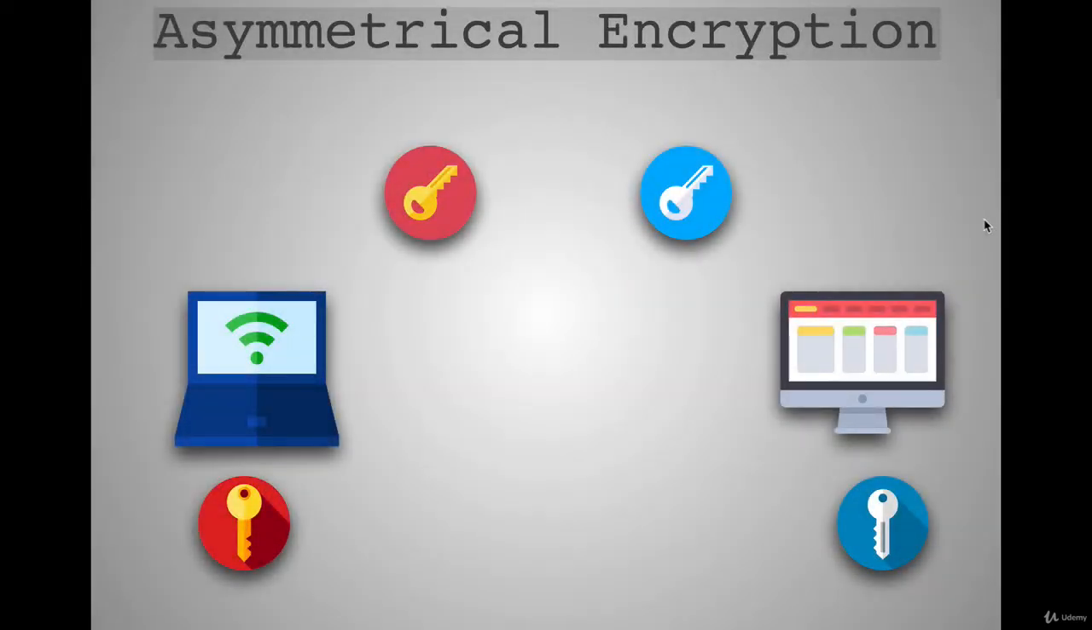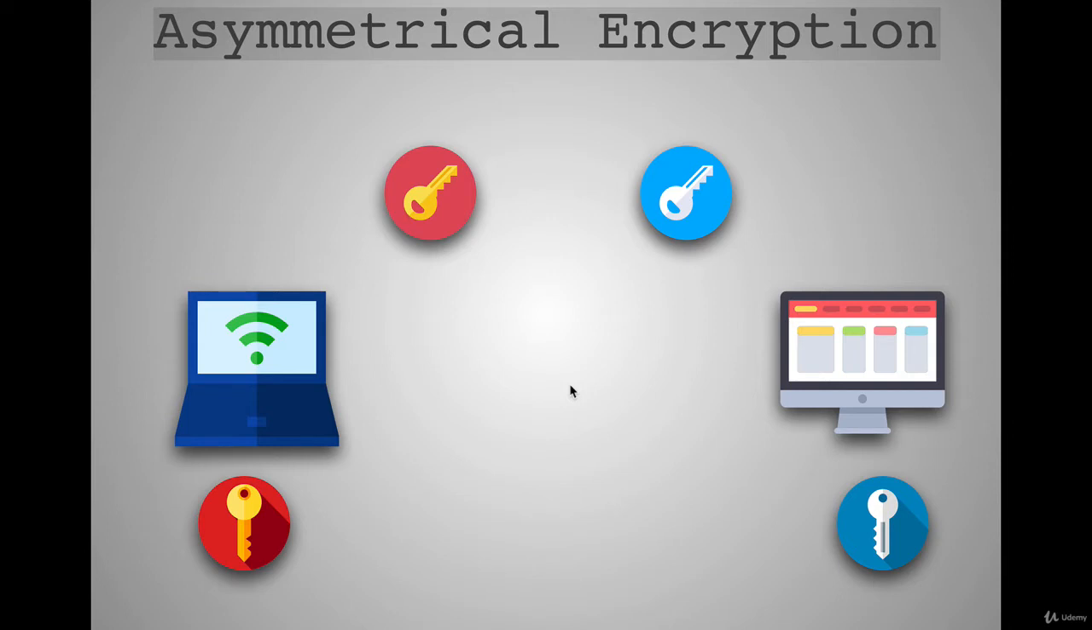Welcome back. Now, in the previous video, we talked about how we need some sort of a key exchange algorithm. And this key exchange algorithm needs something called asymmetrical encryption. I know it's a lot to take in, but stick with me. Hopefully this little drawing will help you out.